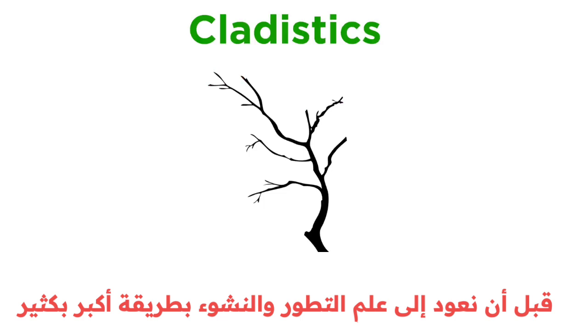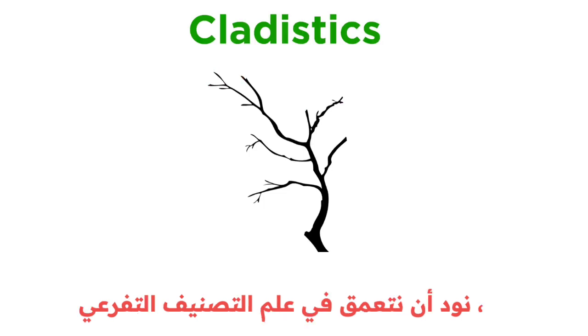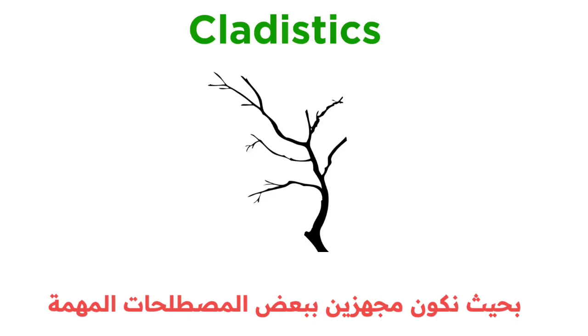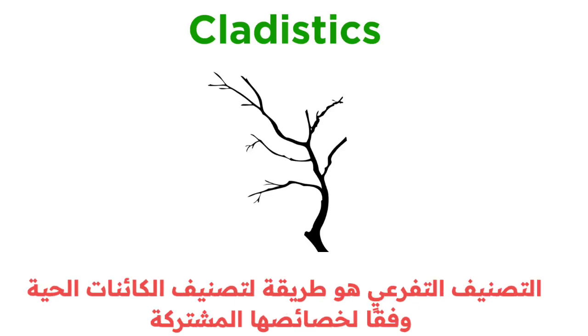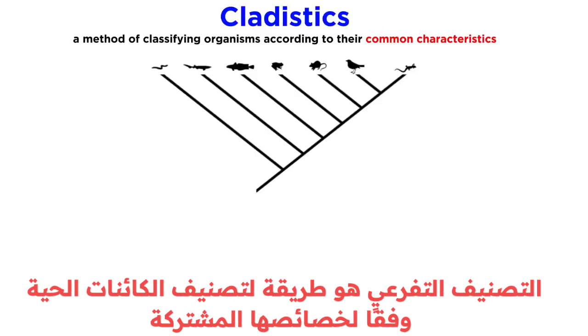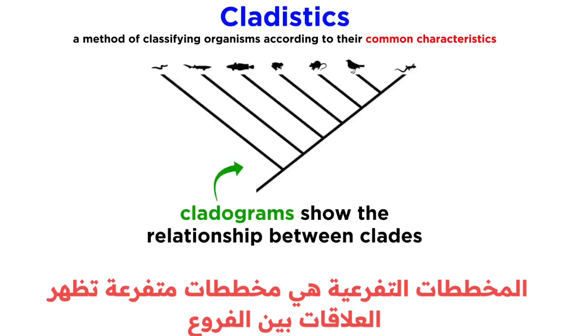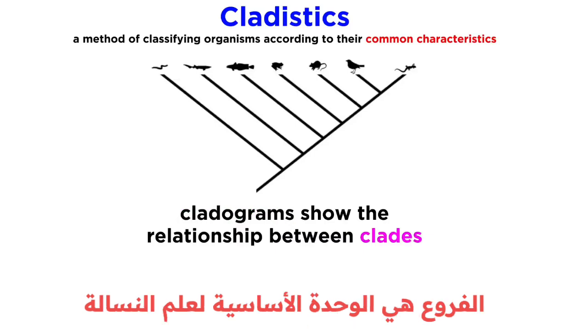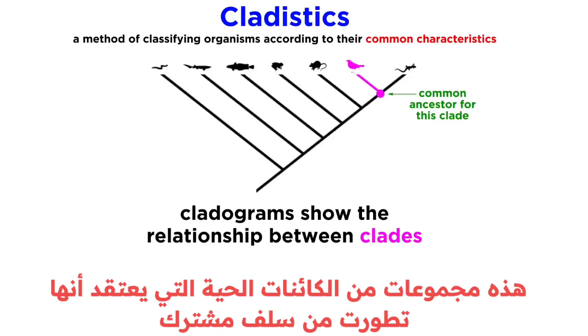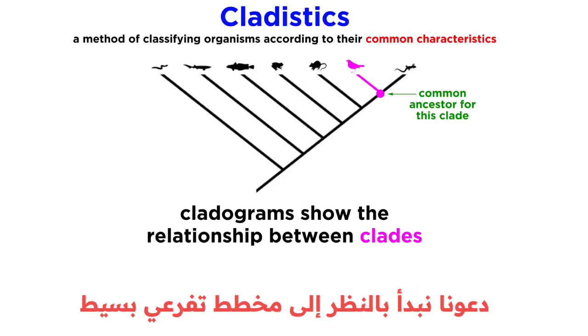What is the relationship between organisms on the same branch or adjacent branches? Before we revisit phylogeny in a much grander way, we will want to dig into cladistics so that we are equipped with some important terminology. Cladistics is a method of classifying organisms according to their common characteristics. Cladograms are branching diagrams that show the relationships between clades. Clades are the fundamental unit of phylogeny. These are groups of organisms believed to have evolved from a common ancestor.